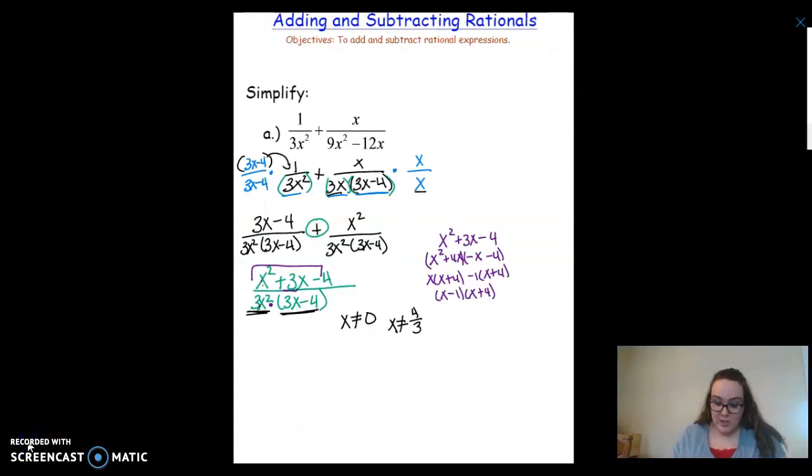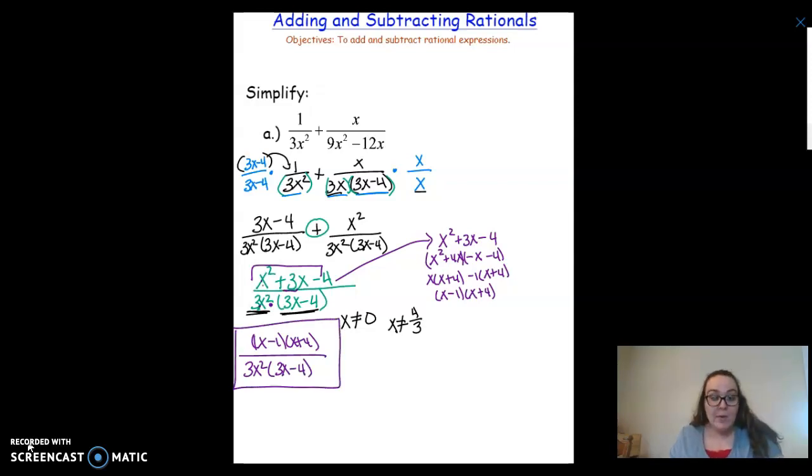Alright, so I factored this numerator over here off to the side. There it is in factored form: x minus 1 times x plus 4, divided by 3x squared times 3x minus 4. Now this time nothing happens to simplify. This is my answer. Since I did the work to write it in factored form, I'm going to leave it in factored form.